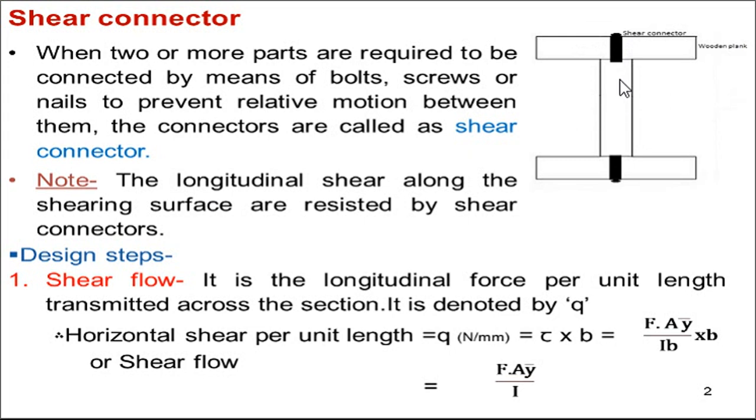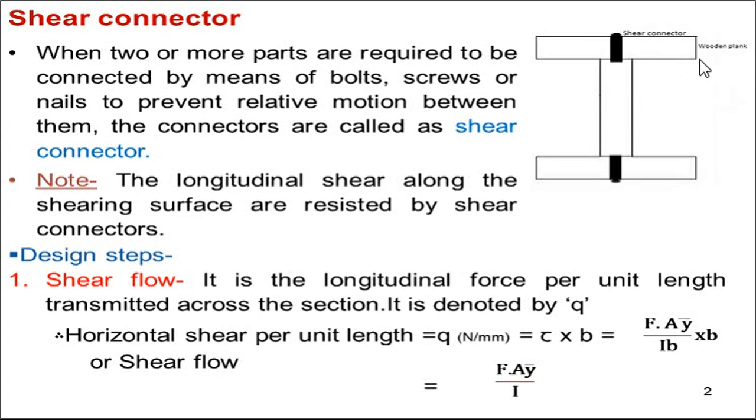I section, and in the I section we know that there are three parts. One is the flange, two flanges are there, top flange and bottom flange, and in the center the web is there. And most of the time these connectors are used for wooden members, wooden planks, like this. So to join properly between the two members, the connectors are used.